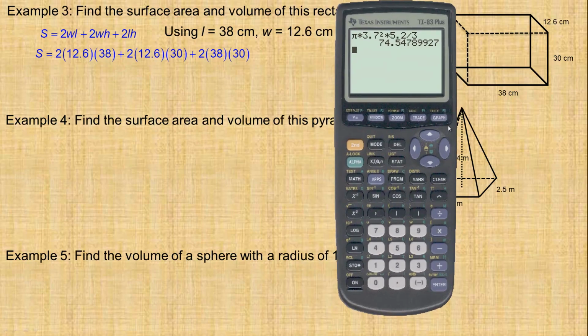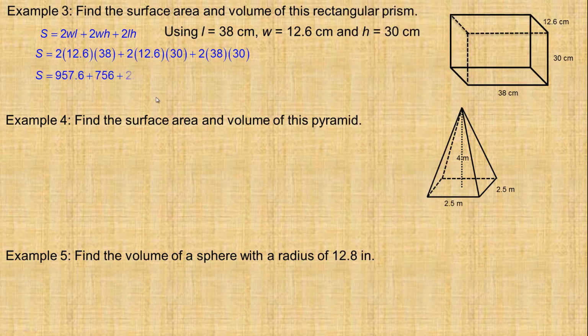And again, we can do all these separately. At the beginning we have 2 times 12.6 times 38. So that's that first number. In the middle we have 2 times 12.6 times 30, so the middle number is going to be 756, and in the end we have 2 times 38 times 30. So those numbers will all get added.